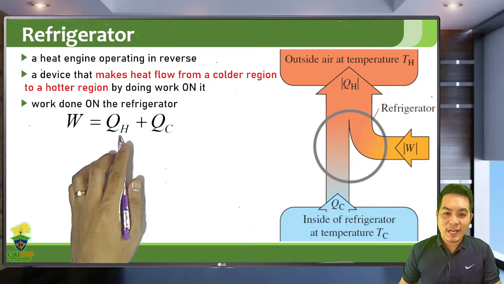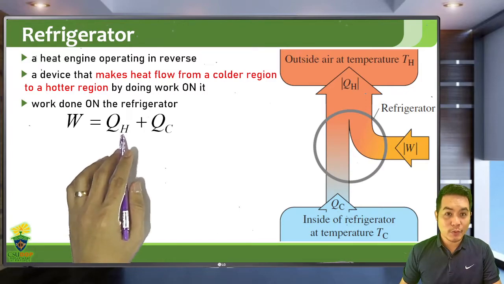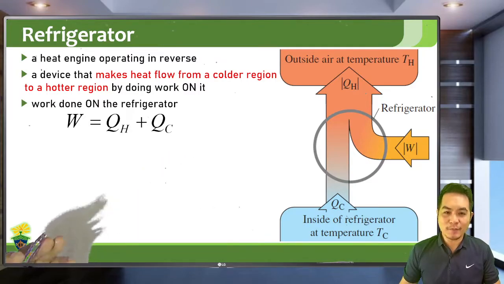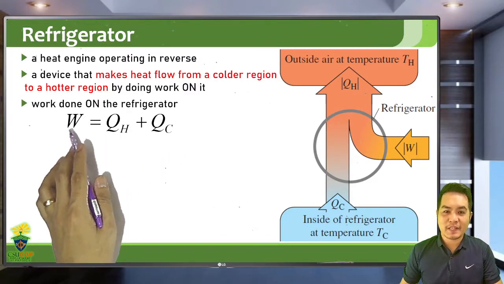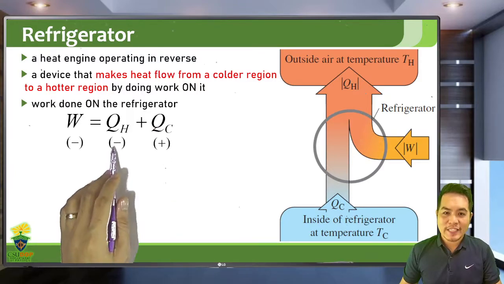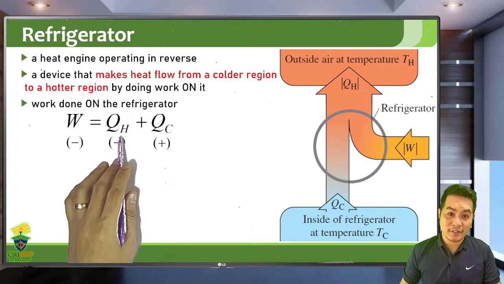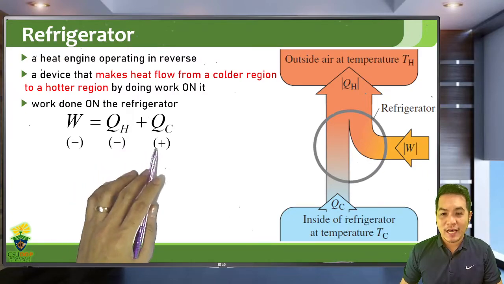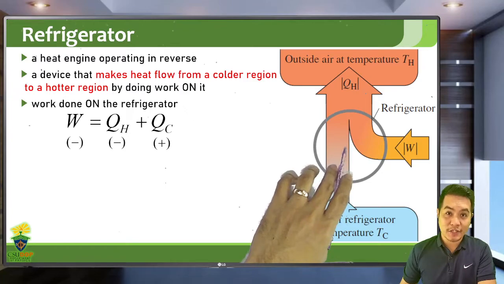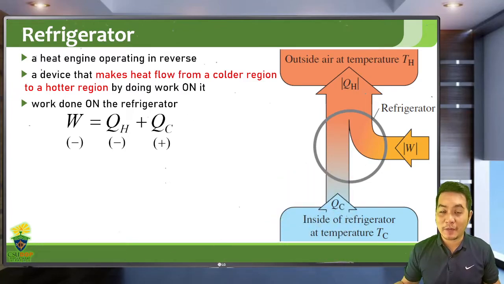So work done on the refrigerator is basically the heat released to the hot region, QH, plus the heat absorbed from the cold region, QC. But unlike in the heat engine, where QH is positive, work is positive and QC is negative, here it's the reverse. Since heat is now being released to the hotter region, QH is negative. And QC is positive because this is heat absorbed. And work is negative because work is now done on the refrigerator by an external device, and it's actually done by a pump.